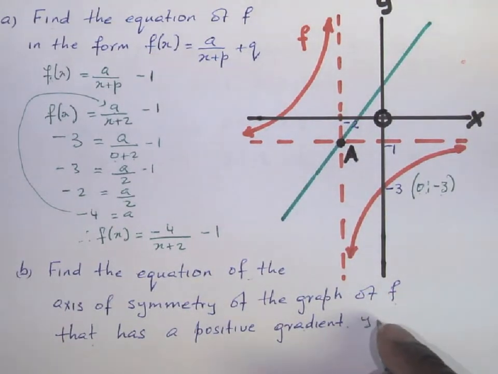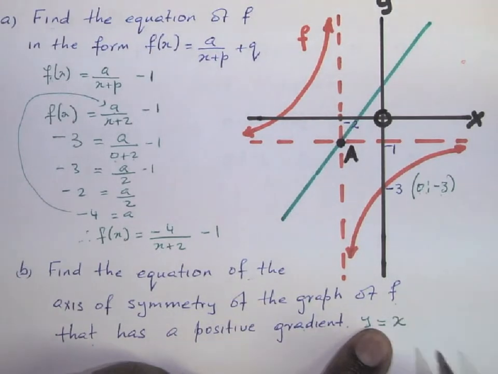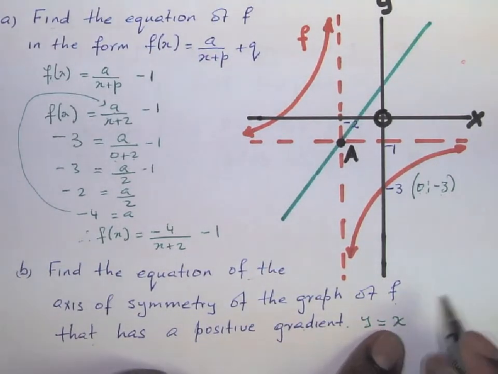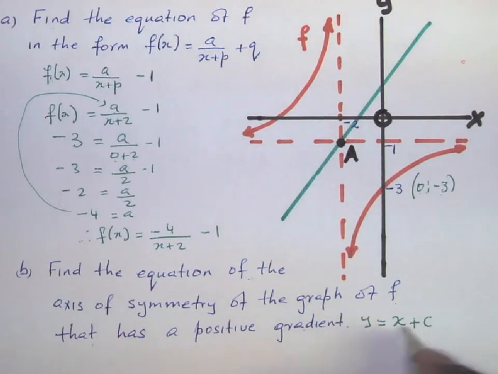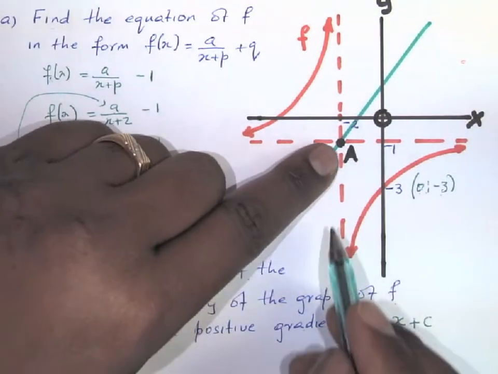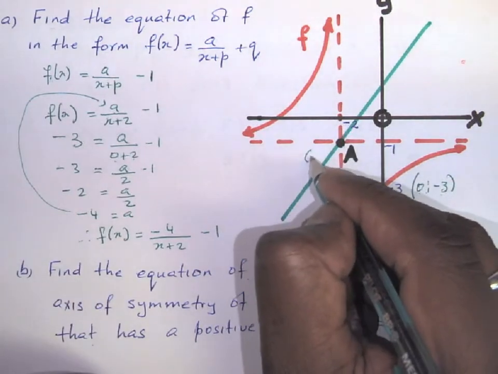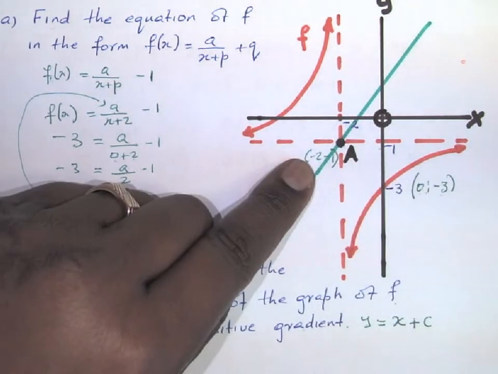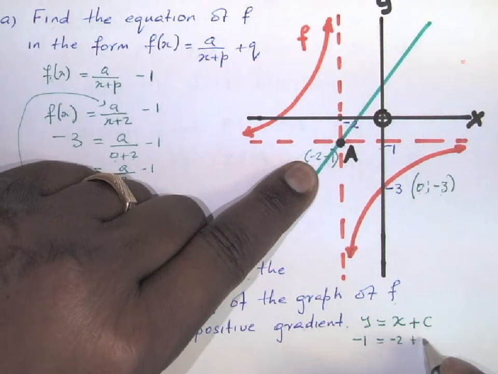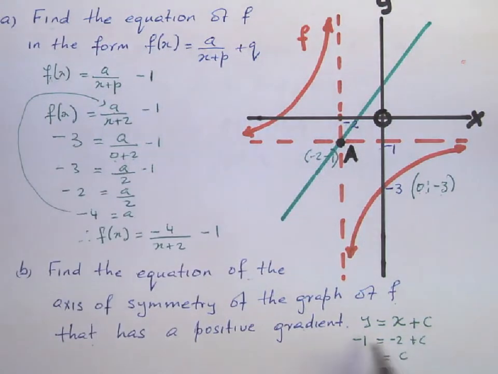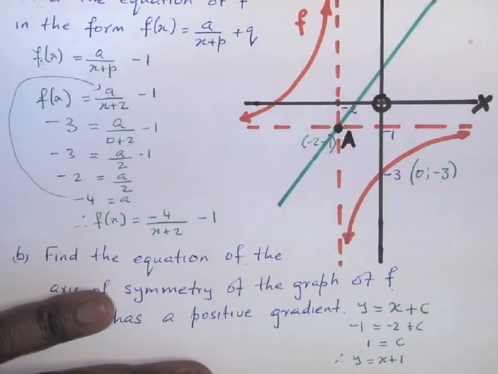So they said the gradient is positive, so it's easier for us. Y is equal, since it's a positive gradient, we just say x. If it was a negative gradient, we'd say negative x. But what we don't know is the y-intercept, the c value. To find the c value, substitute the point where this line is cutting. That is point A, and the coordinates of point A are x is -2 and y is -1. So -1 is equal to x, which is -2, plus c, which means my c value, taking this across, is 2 minus 1, which is 1. Therefore, the equation they are looking for is y equals x plus 1.